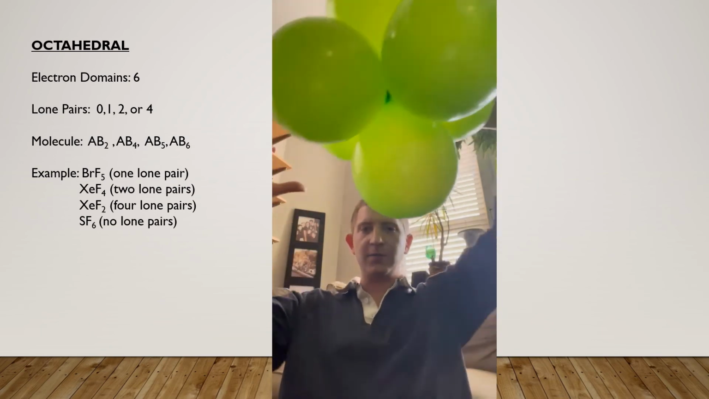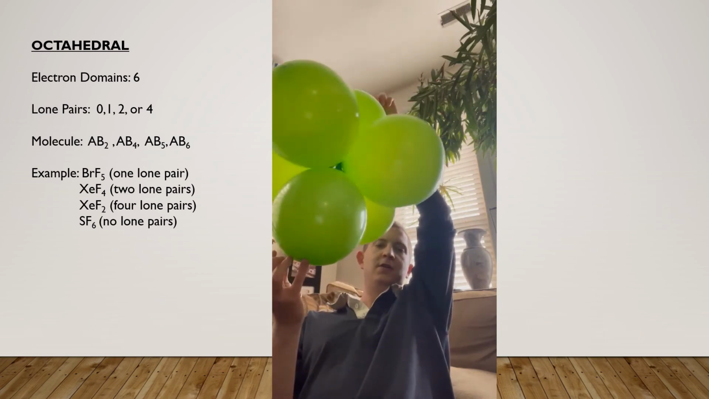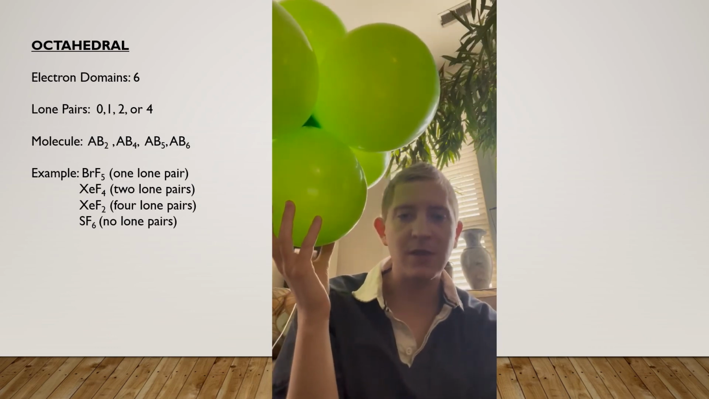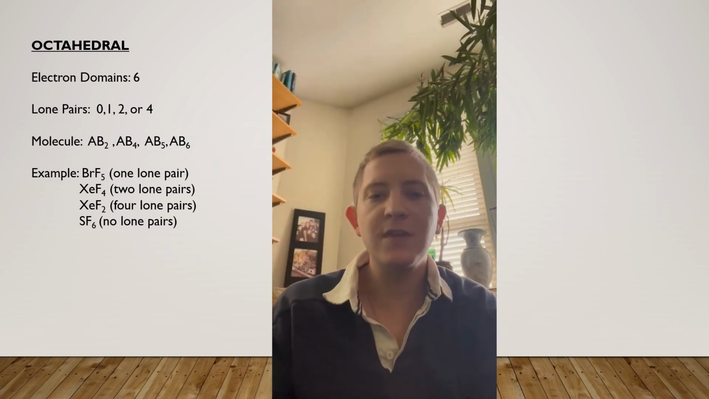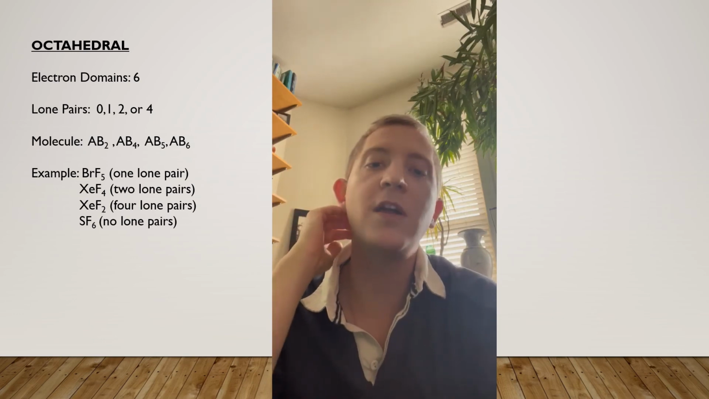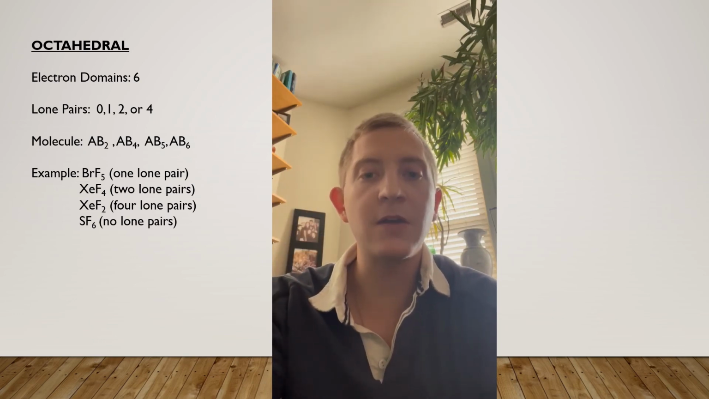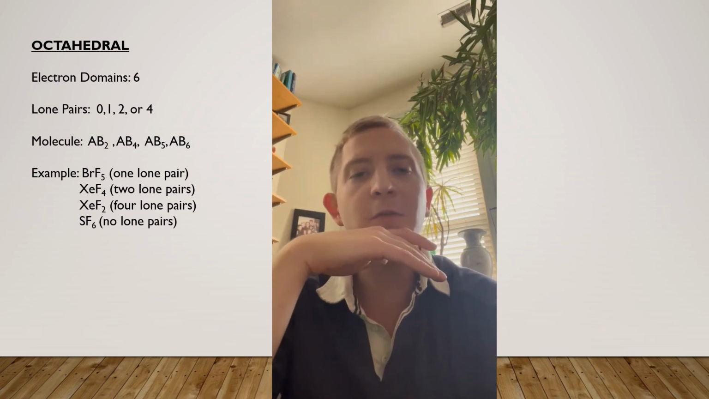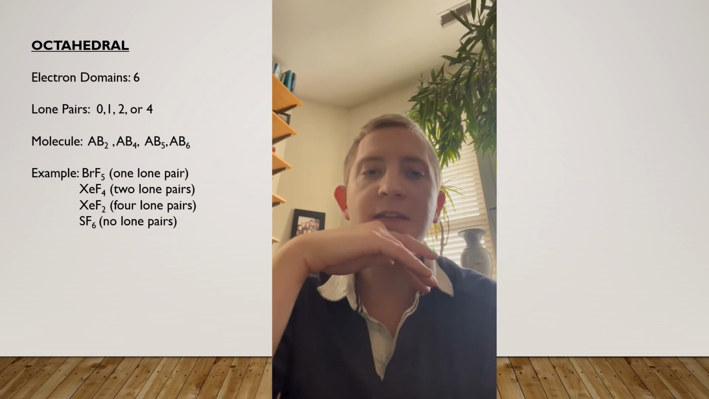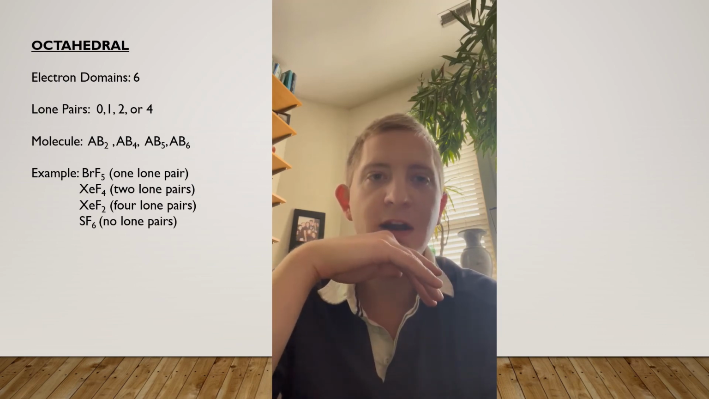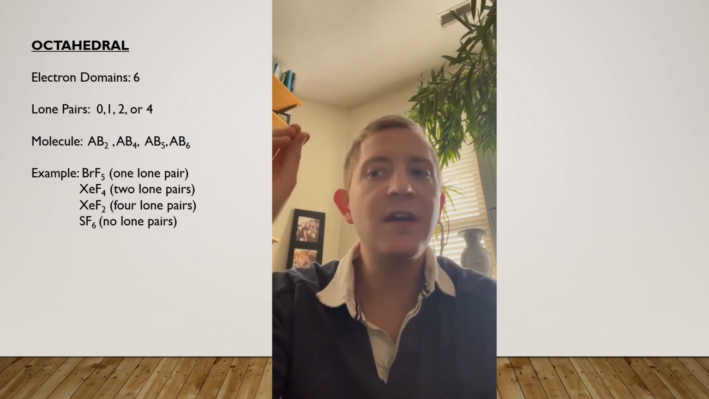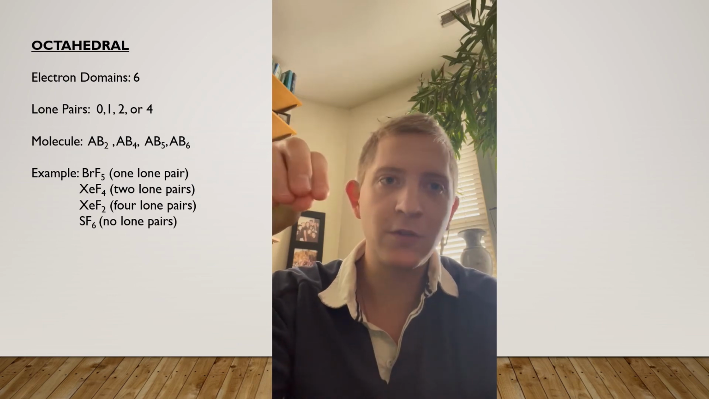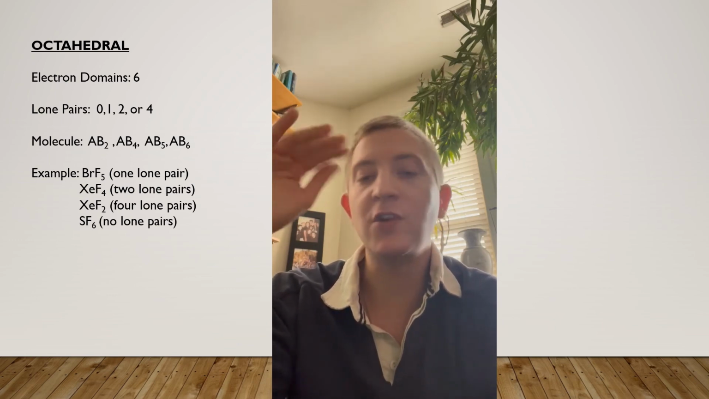And last but not least, we have the octahedral geometry. So you can see here that we have a total of 6 electron domains represented by the 6 balloons. Now with this type of geometry, there can be 0, 1, 2, or 4 lone pairs in it. So that means that the molecule could be AB2, AB4, AB5, or AB6. Examples of this would include bromine pentafluoride, which would have 1 lone pair, xenon tetrafluoride, which would have 2 lone pairs, xenon difluoride, which would have 4 lone pairs, or sulfur hexafluoride, which would have no lone pairs at all.